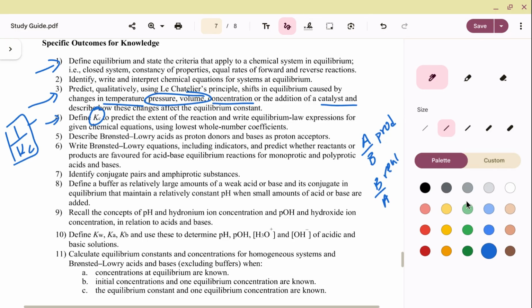You need to be able to identify an acid-base conjugate pair, and that is just the difference of one hydrogen. You're beside each other on the table, which would be your acids page.